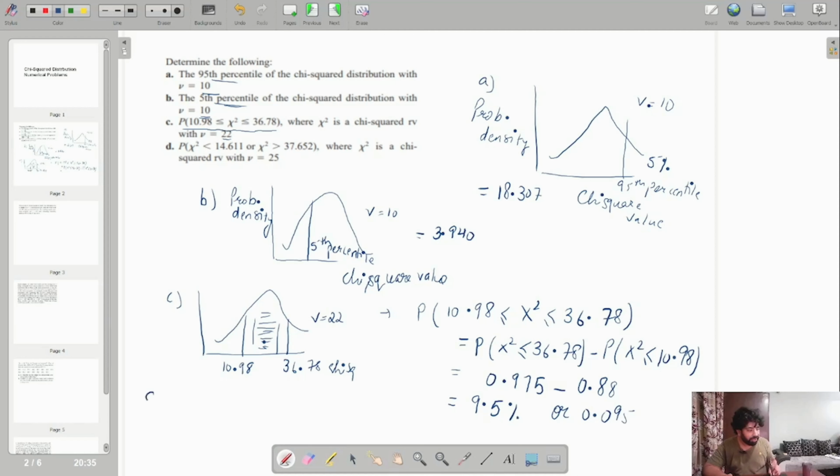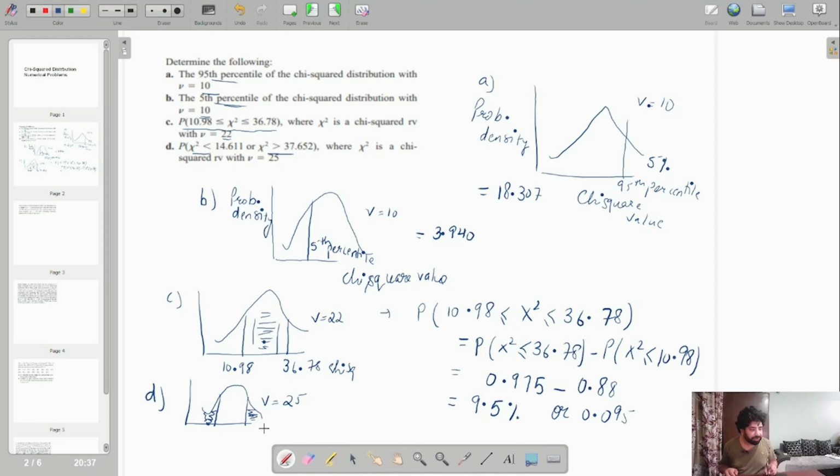And similarly, I have part D. So let's try to solve that one. If I read through part D, it says probability x square should be less than and it could be greater than also. So in this case, I will have my chi-square distribution at 25 degrees of freedom. I will have my lower bound, I will have my upper bound. But the thing is, I need to find this area in this case, since it could be less than or it could be greater than.